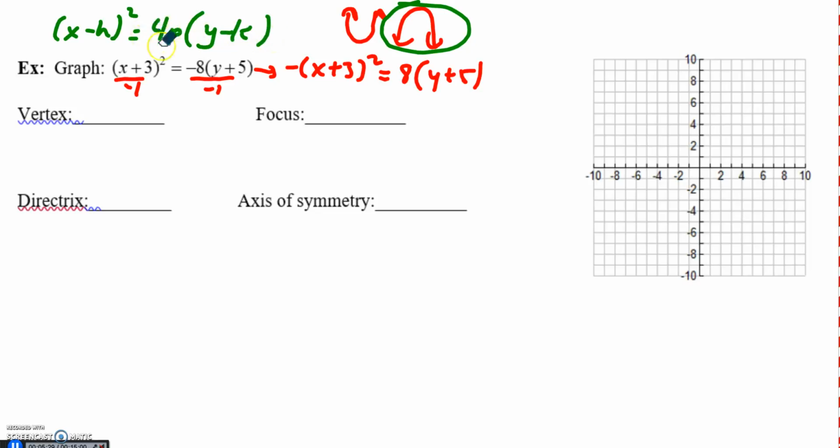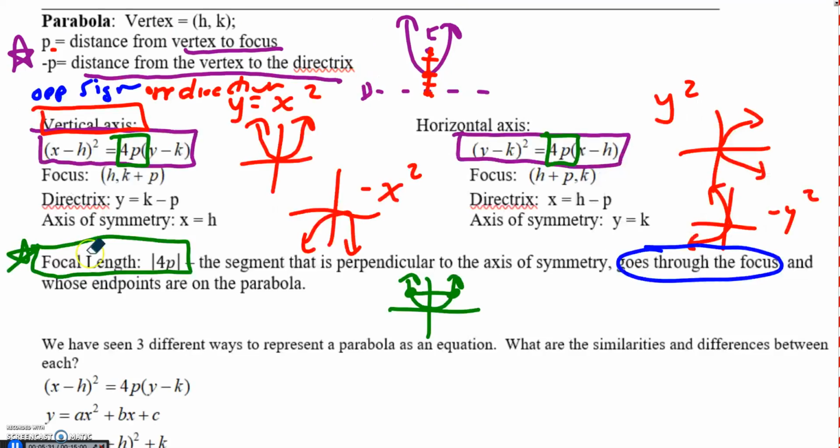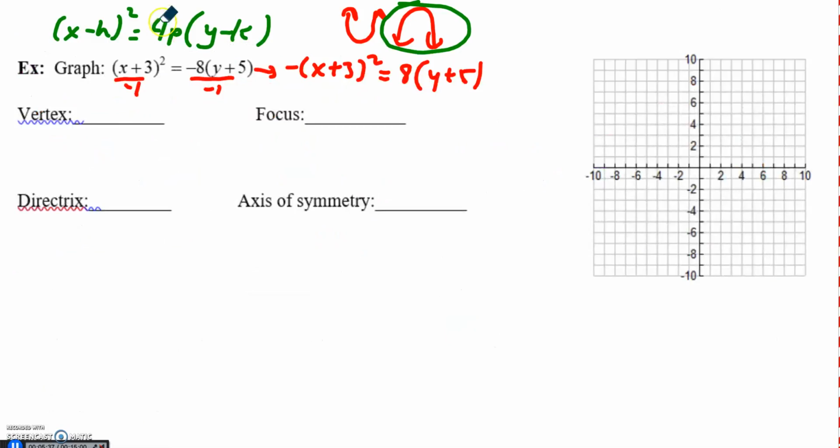Now, this 4p, again, represents the focal length, which is the segment that determines how wide the parabola is. So because I have a 4p in my equation, that means that my 4p is going to be 8. So just to draw a sketch, if my parabola is eventually going to be facing upside down here, I know that the distance from one side of the parabola to the other will be 8. And so please keep that in the back of your mind for later.